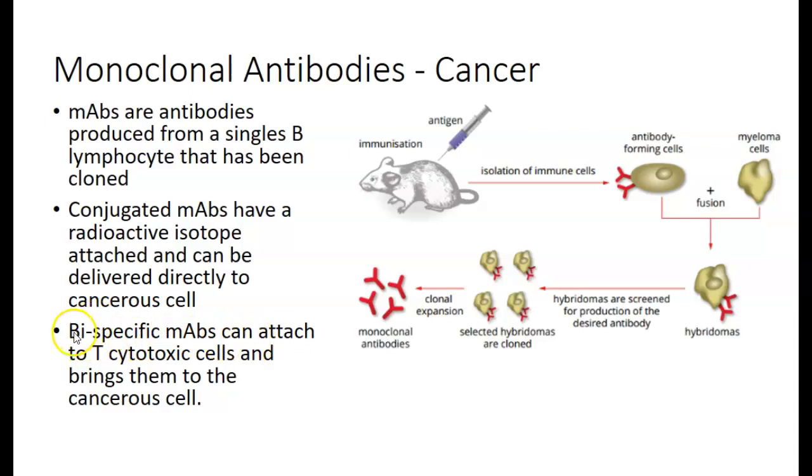Bispecific mAbs are ones that have the ability to attach to the cancerous cell and to cytotoxic T cells. Cytotoxic T cells, we know, are the ones that can detect cancerous growth and signal to that cell to get it to undergo apoptosis. But they have to be able to find the cancerous cell first. So bringing the cytotoxic T cell directly to the cancerous cell using a bispecific mAb, beautiful little situation.